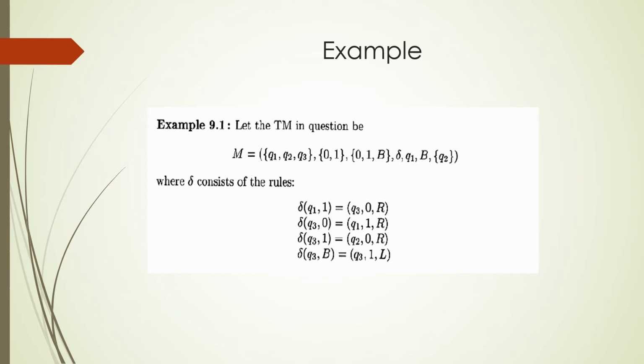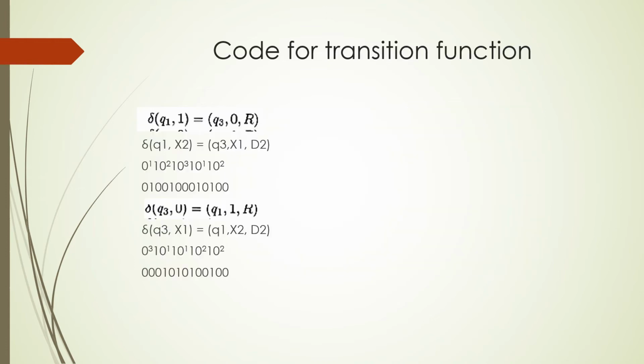So to find the encoding for this Turing machine, first of all we have to encode each transition function as we saw in the definition. First we'll take this. Here in the Turing machine we had 2 inputs, right? What are they? 0 and 1.